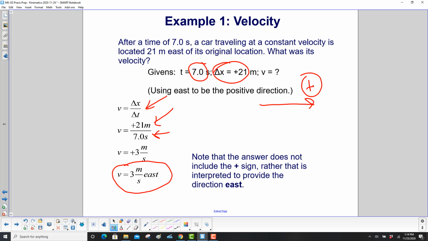Notice we have a direction there. This is a vector. The answer does not include the plus sign. Rather, that is interpreted to provide the direction east.